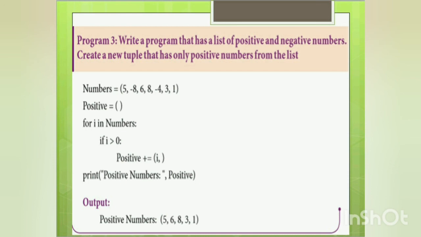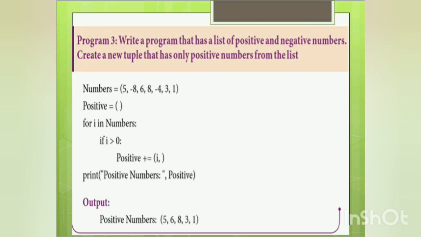Here, for accessing each element in a tuple, you have to use a for loop. For i in numbers, so it will take one element from the tuple numbers. Then after accessing the first element, it will check the condition: if i is greater than 0. If the element is greater than 0, it must be a positive number. If it is lesser than 0, it is a negative number, right?